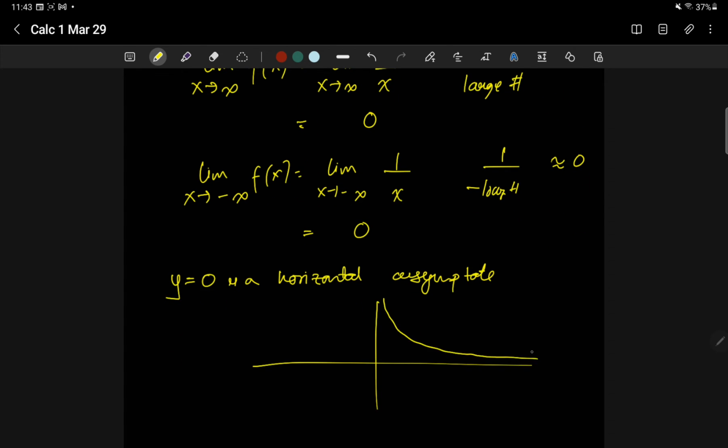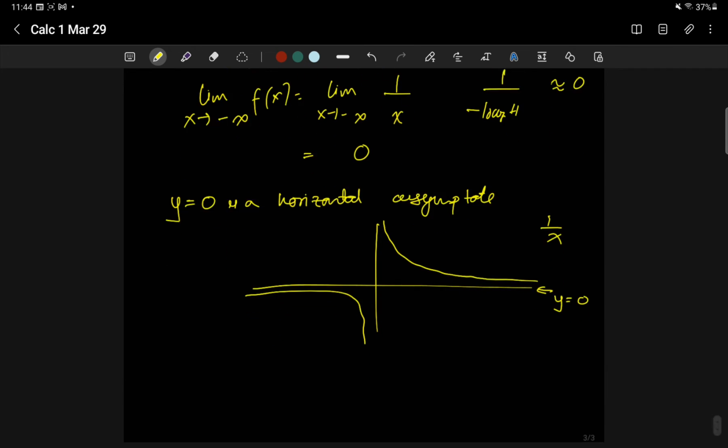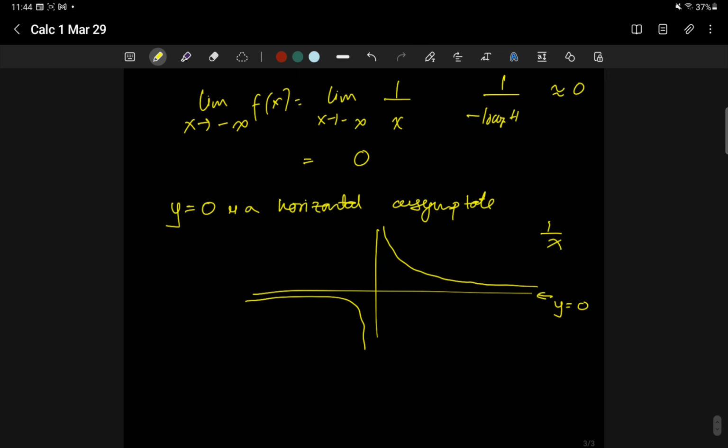And we know that because the graph of 1 over x looks like that. And that is the line y equals 0. It is the x-axis. So the x-axis forms a horizontal asymptote. And if you shift this graph to the right or left, your horizontal asymptote is not going to change. But if you shift this function up and down, the horizontal asymptote will change.